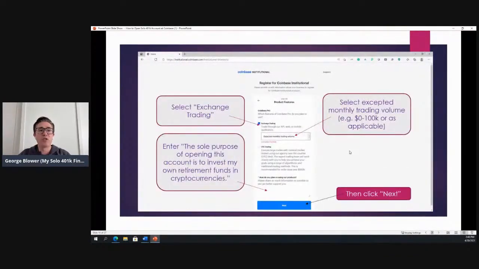The next part of the application is asking about the product features. So here you would select exchange trading. You would then go on to choose the option for monthly trading volume 0 to 100,000, whatever it is that you might expect, or applicable if it's a higher volume. For the question asking how you plan on using the products, a good answer is going to be: the sole purpose of opening this account is to invest my own retirement funds in cryptocurrencies.